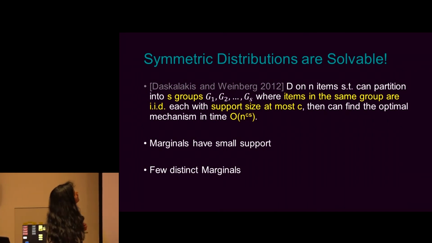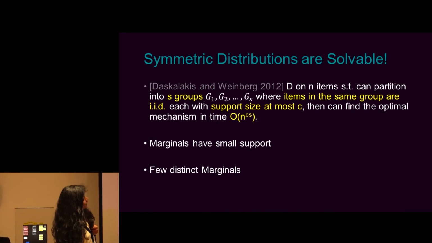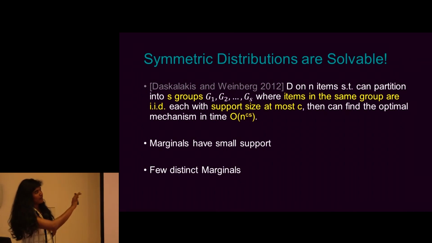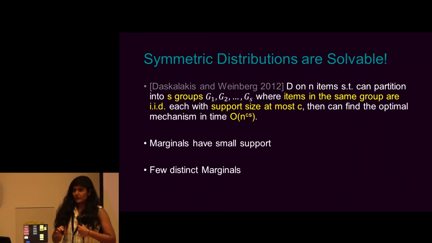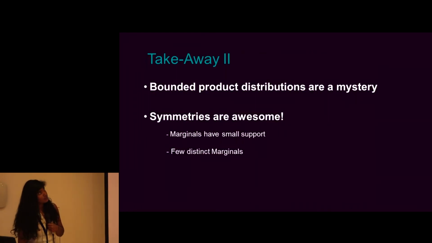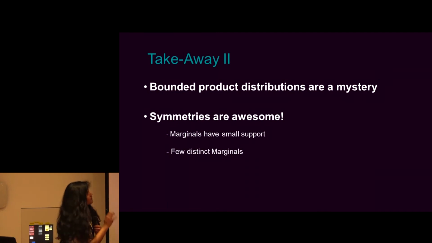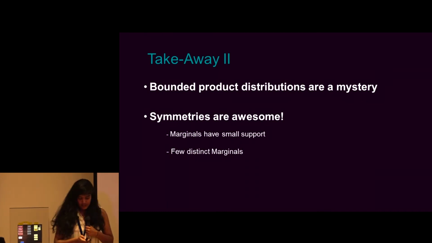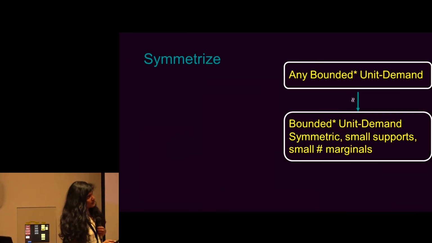Okay, let me do this quickly. All we need to know is that the marginals have small support, and there are only a few distinct marginals. Symmetries are awesome, even though the boundary distributions are still a mistake. So how do I symmetrize this?